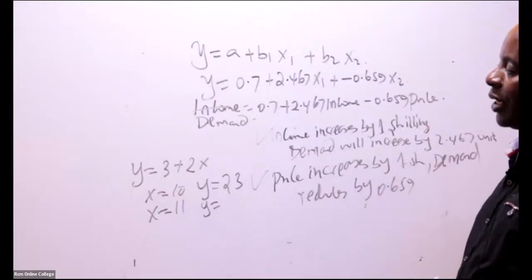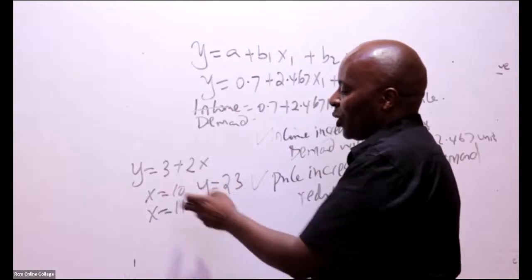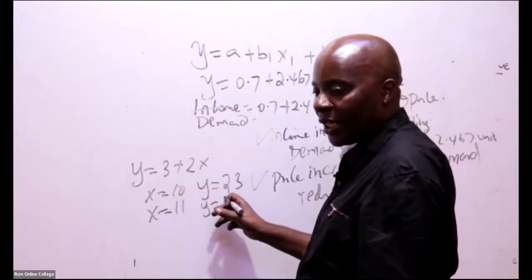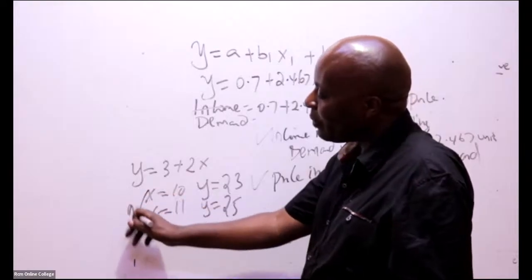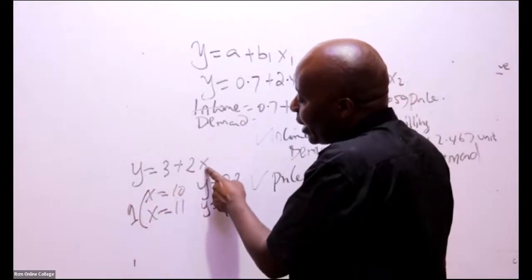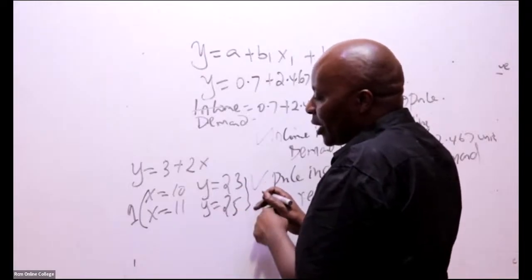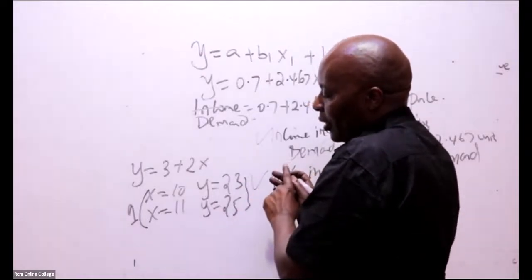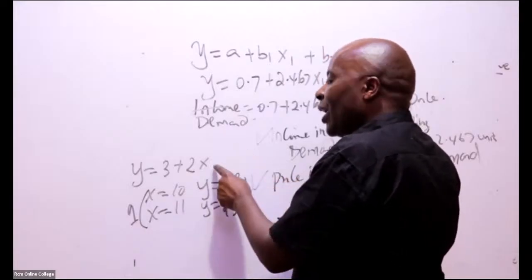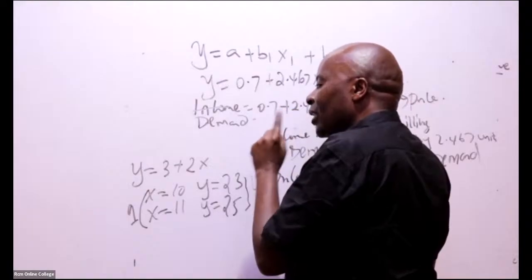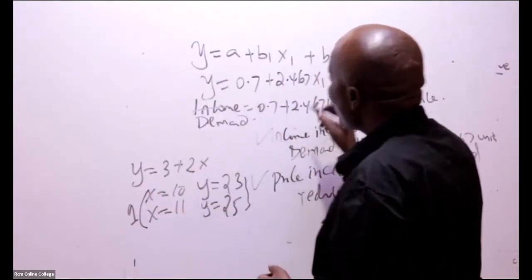If x is 11, this will be 2 times 11, 22, plus 3. This gives me 25. So check this. When x increases by just 1, what has happened with y? Y has increased by 2, because 23 to 25. That's how you interpret the gradient. When x goes up by just 1 unit, then because of the positive, y will increase by 2. That's how you'll also be able to interpret this.